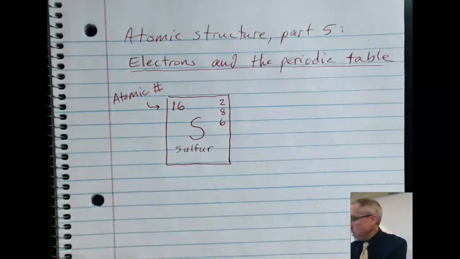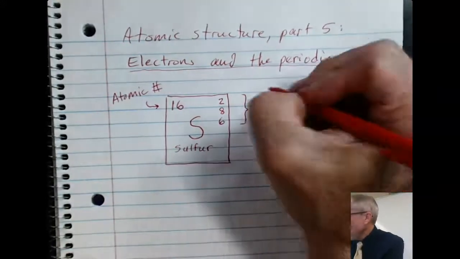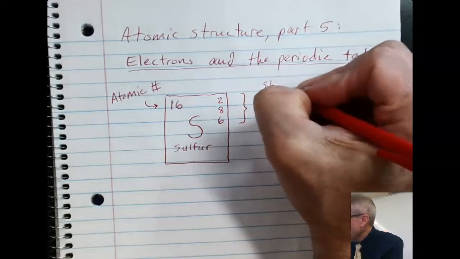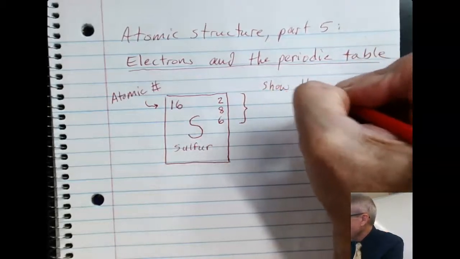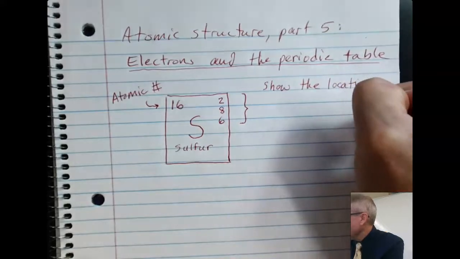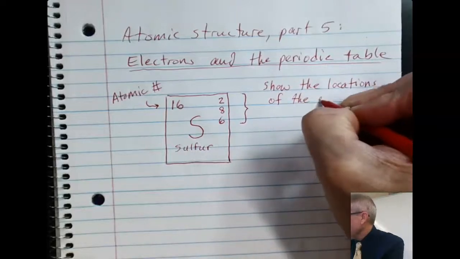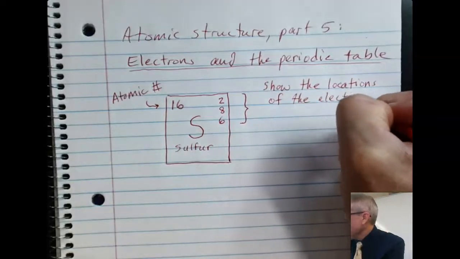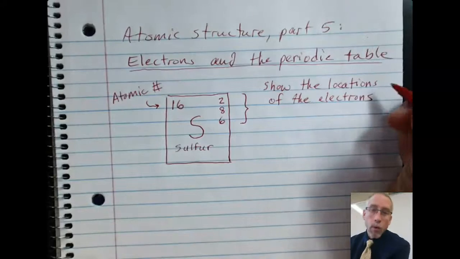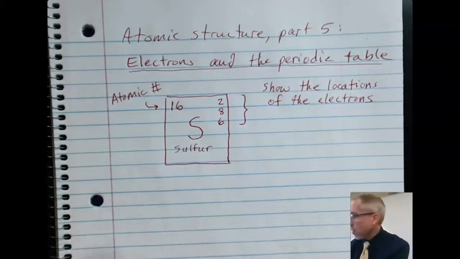The importance of these numbers here is that they show the locations of the electrons. So we really haven't focused on electrons before. The last lesson was more about protons and neutrons and mass number, etc.